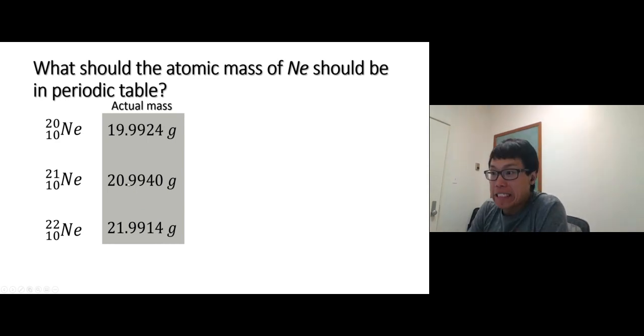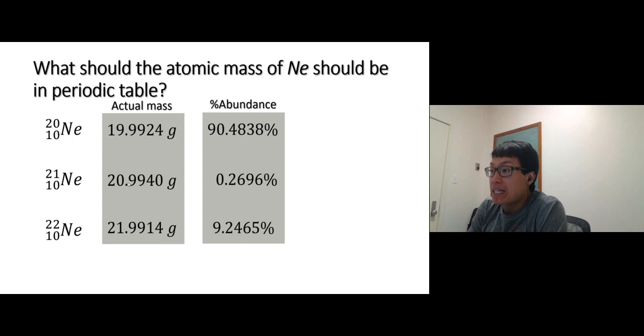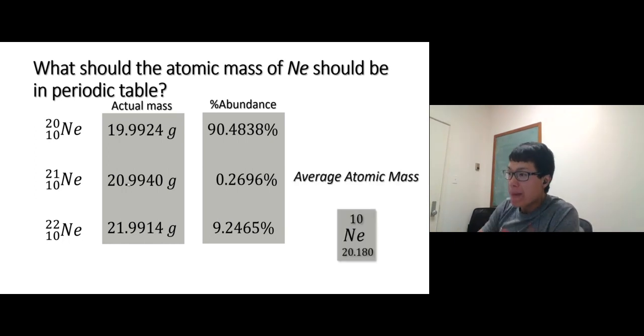If you look at the periodic table, the mass of neon on the periodic table is none of these at all, right? But it's close to one of them. I think it's close to the first neon, the 20. Okay, here's how we do it. We look at the percent abundance, which is how much they actually exist in nature. We found that neon 20 is about 90%. Neon 21 is 0.26%. Neon 22 is about 9 to 10%. And we use the average atomic mass. That mass, we put on the periodic table.